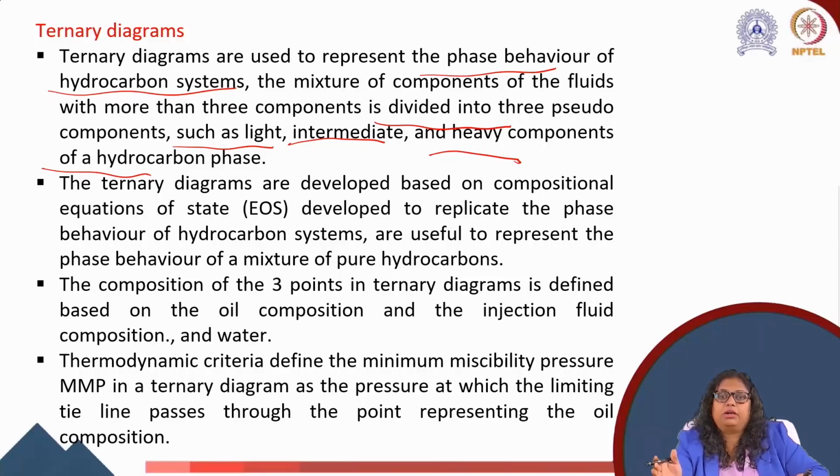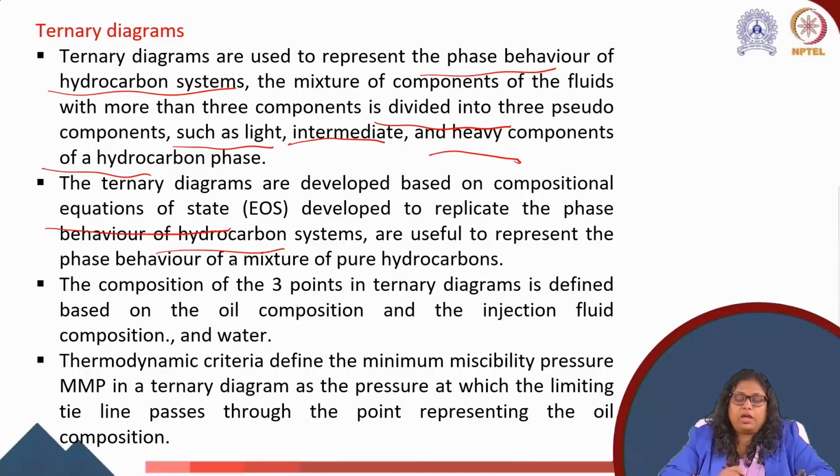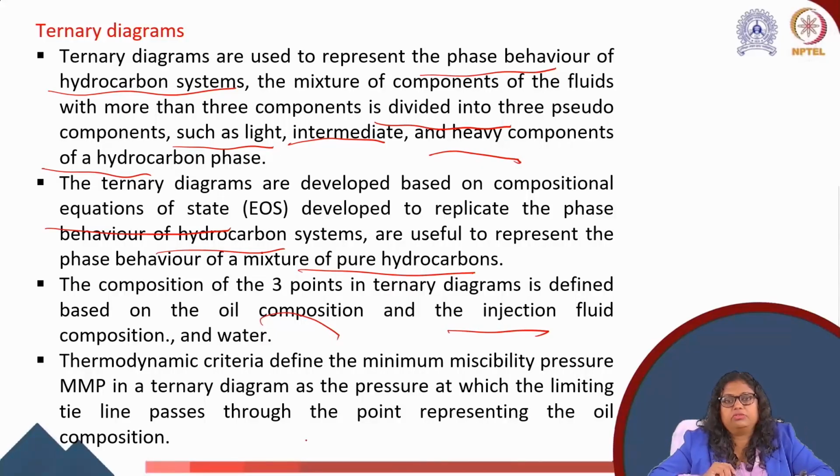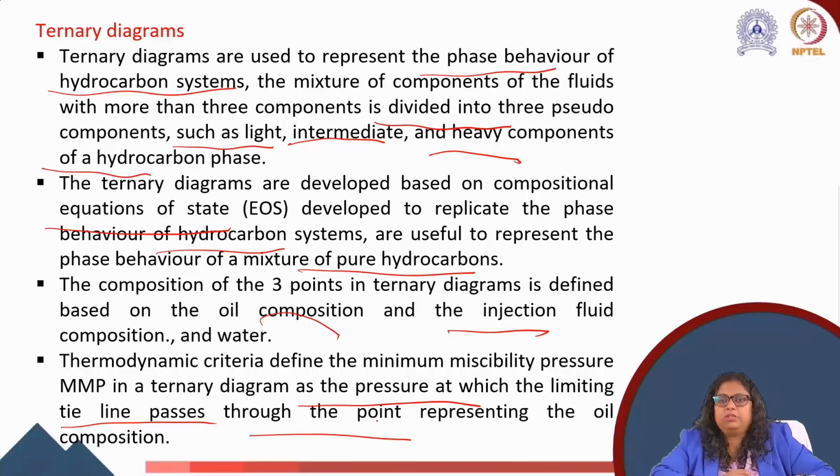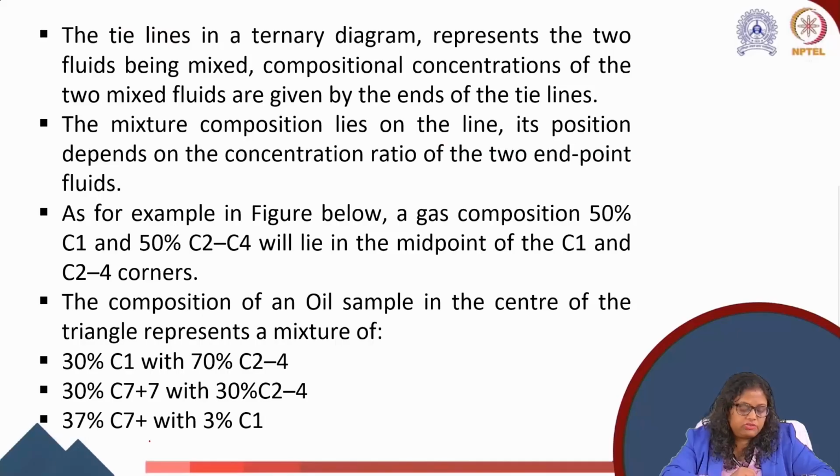This ternary diagram is developed based on a compositional equation of state (EOS) developed to replicate the phase behavior of your hydrocarbon system, and it is also useful to represent the phase behavior of mixtures of pure components. The compositions of the three points in the ternary diagram are defined based on your oil composition, the injection fluid composition and your water. This thermodynamic criterion defines the minimum miscibility pressure, the MMP, in a ternary diagram as the pressure above which the limiting tie line passes through the point representing your oil composition.